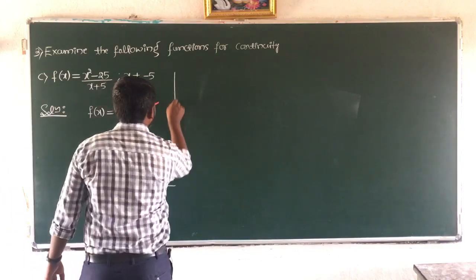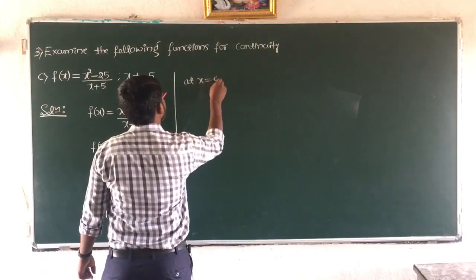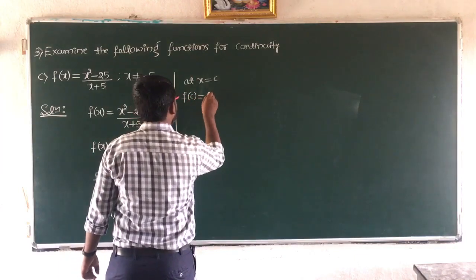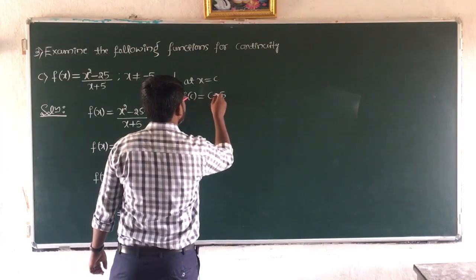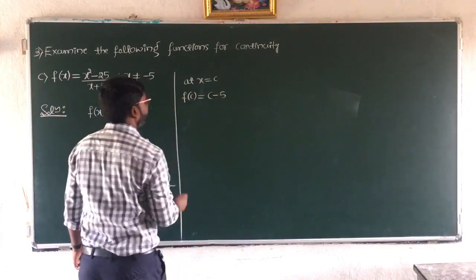Now at x equal to c, f of c is equal to c minus 5. So this is the value of the function. Next I will go for the limit of a function.